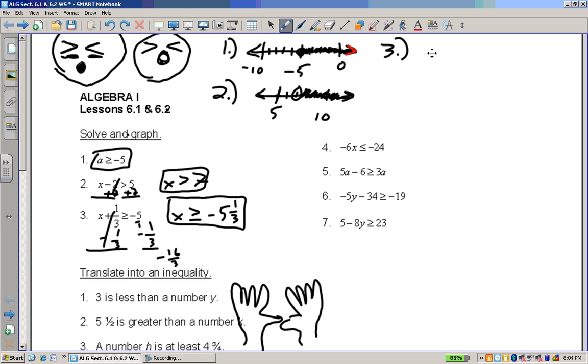So for number 3 here, you've got two options. The first option is to simply say negative 5, 0, and negative 10.